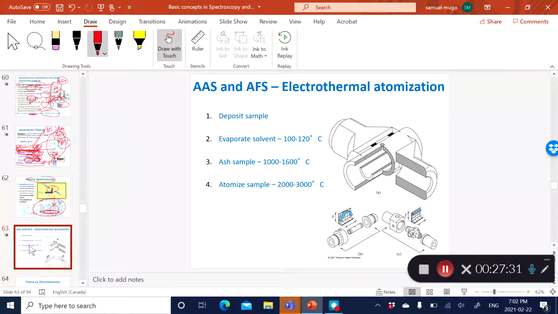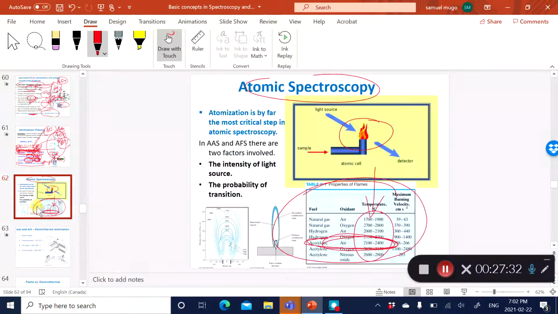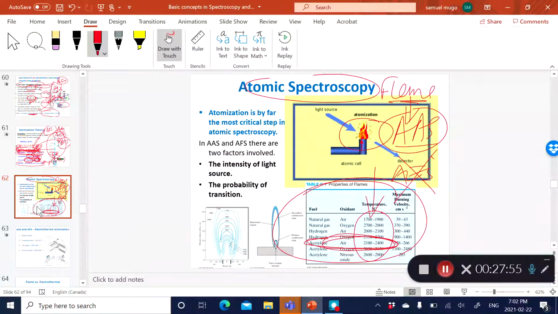As you can see, the temperatures are not too high. And as such, flames are typically used with an AAS system, okay? Because a flame is not hot enough to really cause excitation and emission for you to do AES. So with the flame, you typically just do atomic absorption spectrometry, because the flame is just good enough, really, to cause atomization.